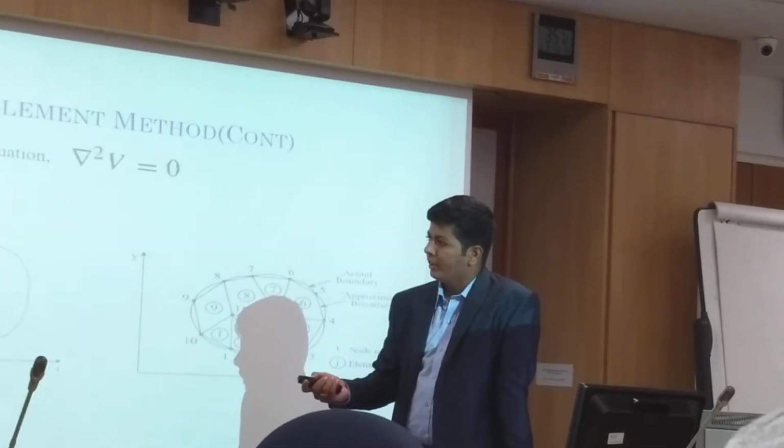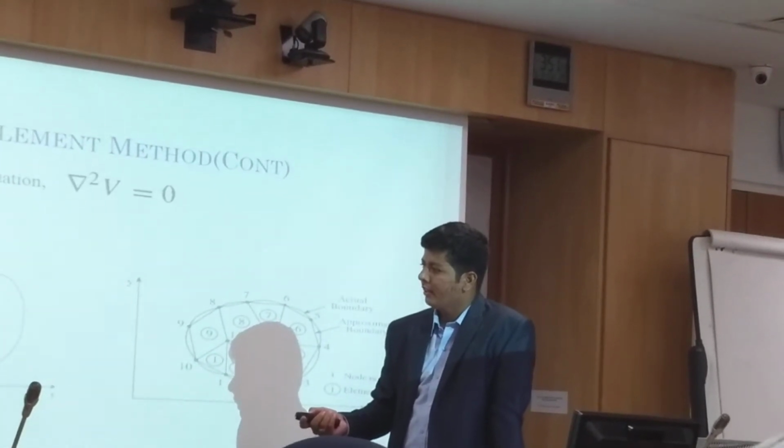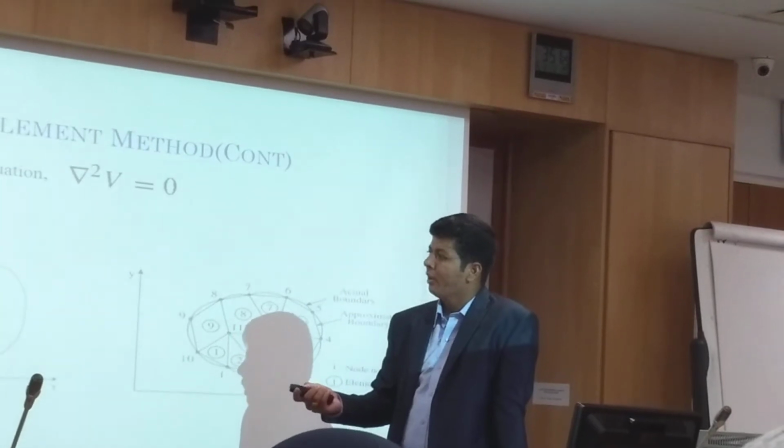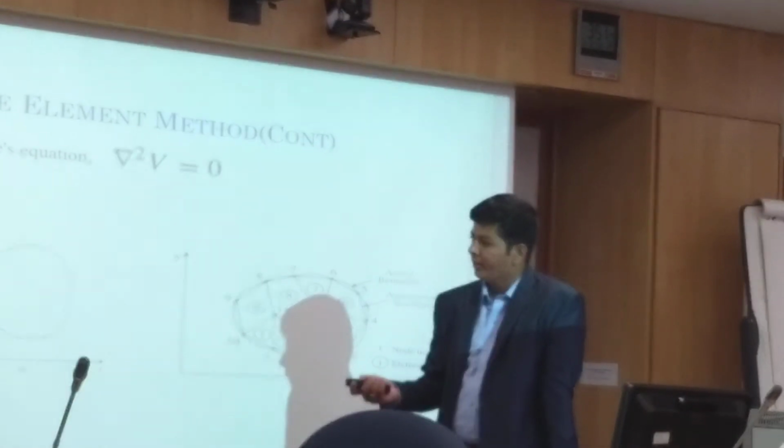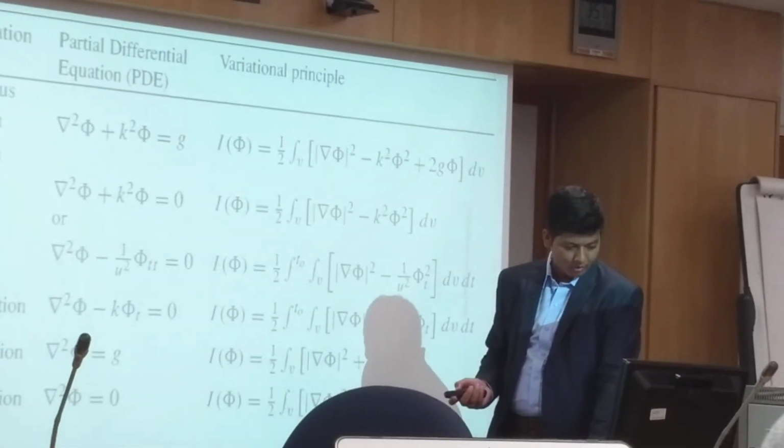So these are the elements where the global nodes are there and element numbers are there. So actual boundary conditions like this, and these are the boundary conditions over there. The number of nodes are there.